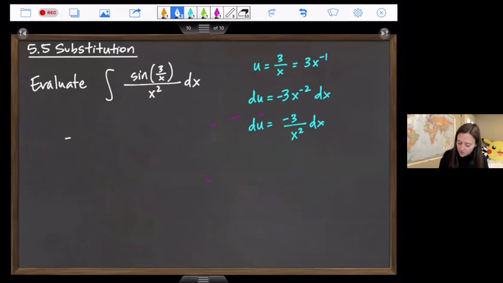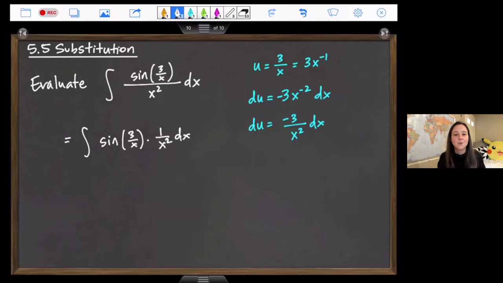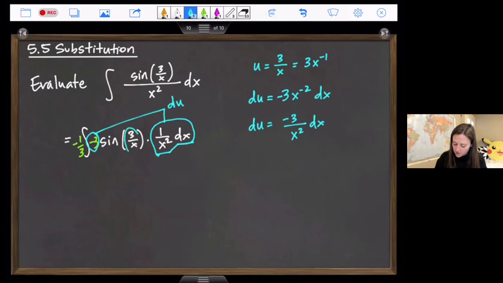If it's helpful to you to rewrite this as the integral of sine 3 over x times 1 over x squared dx, that might make it look a little bit more like your du. That might be helpful. All right, so for my du, I need a dx. I need this x squared down in the denominator, but I need it to be multiplied by -3. So that's what I want to compensate for with my green pen. So -3 on the inside, -1/3 on the outside. All right, so my -3 times 1 over x squared dx together are going to become my du, and the 3 over x inside is going to be my u.